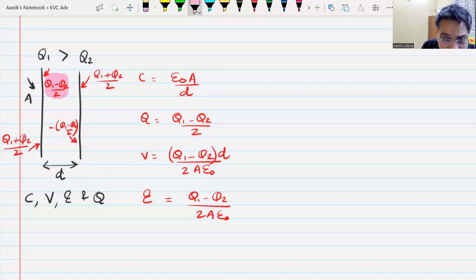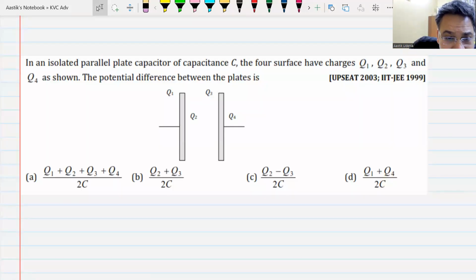Everyone understands this? Please don't get distracted by questions which try to confuse you with the concept, because such questions are more likely to come whether it is JEE Main or JEE Advanced. Right now, looking at the present scenario, such a question can come in JEE Advanced, as this one, which came in IIT-JEE, JEE Advanced of 1999. An isolated parallel plate capacitor of capacitance C, the four surfaces have charges Q1, Q2, Q3 and Q4. What is the potential difference between the plates?